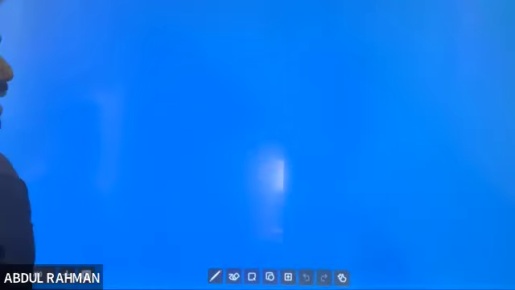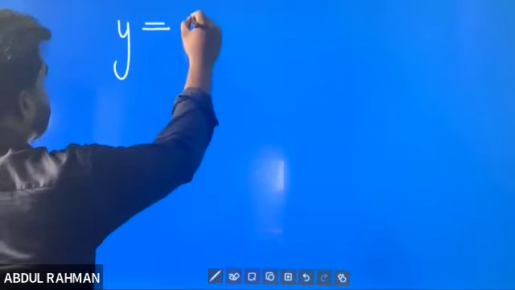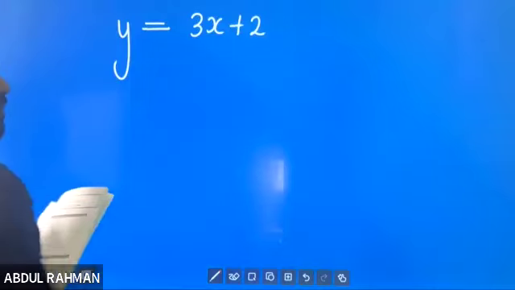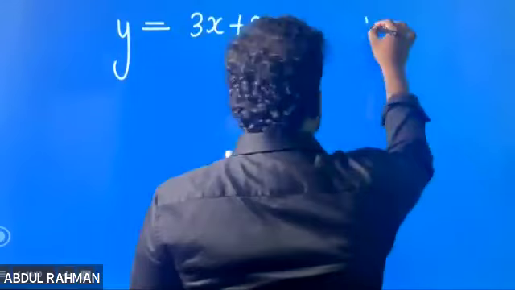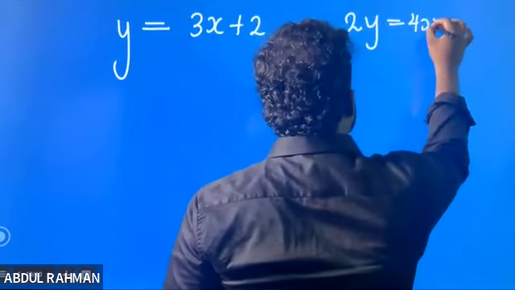Yes, we'll be doing that. Hurry, hurry. Now coming to the graph. Now I have the first one. They have given me an equation y equals 3x plus 2, and they have given another equation, 2y equals 4x plus 5.